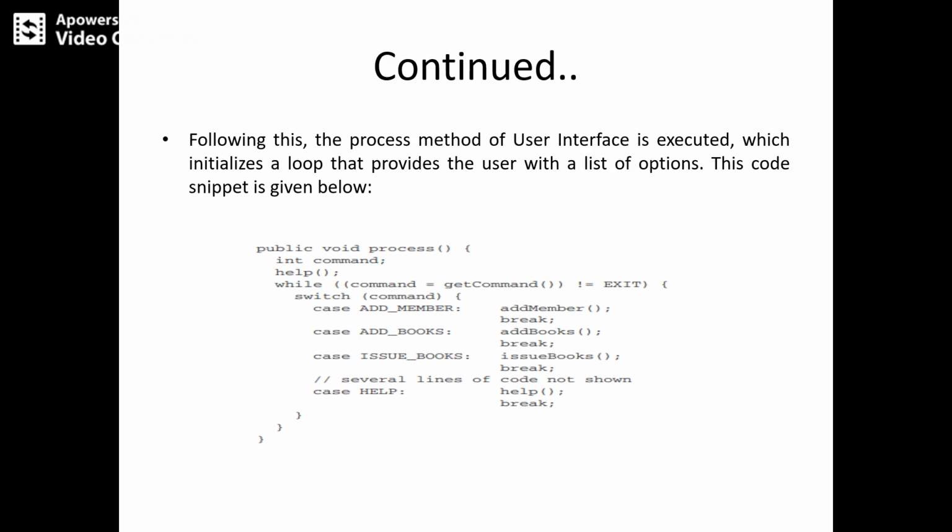In addition to the method for each of the menu items, which we had seen, the user interface also has the methods get token, get number, get date, and get command. So the user interface has different methods for reading the user inputs.